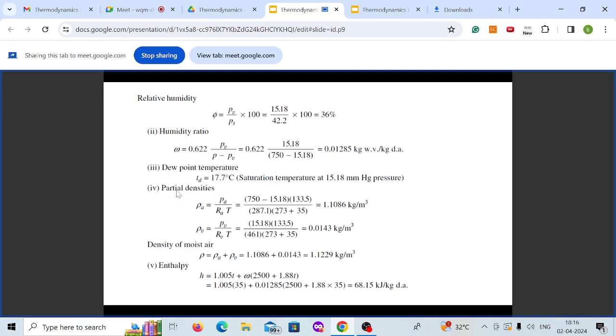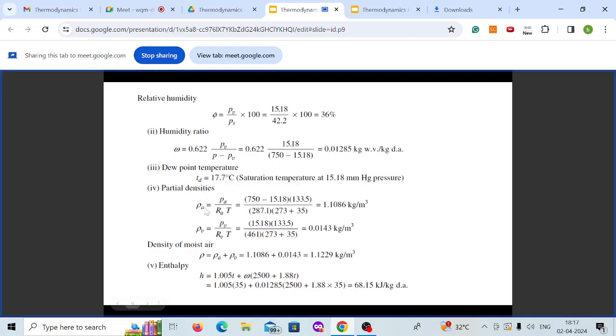Next is to find out the densities. To find out density, we can safely assume this mixture follows the ideal gas equation. So we can substitute in the ideal gas equation. PV equals nRT, or PV equals mRT. R will be your gas constant. Or you can write P equals M by V into RT. So M by V is your density. So you can write P equals rho RT. So density is equal to pressure divided by gas constant into temperature.